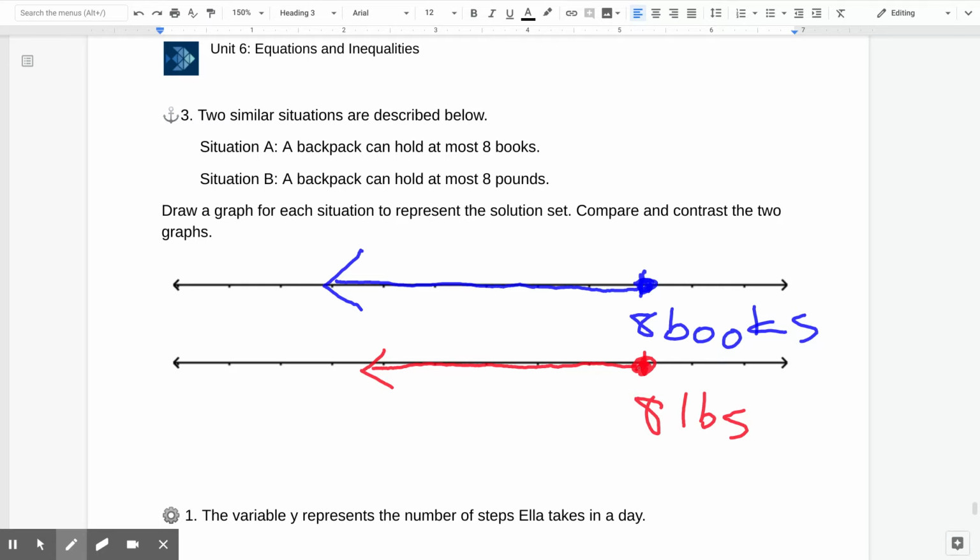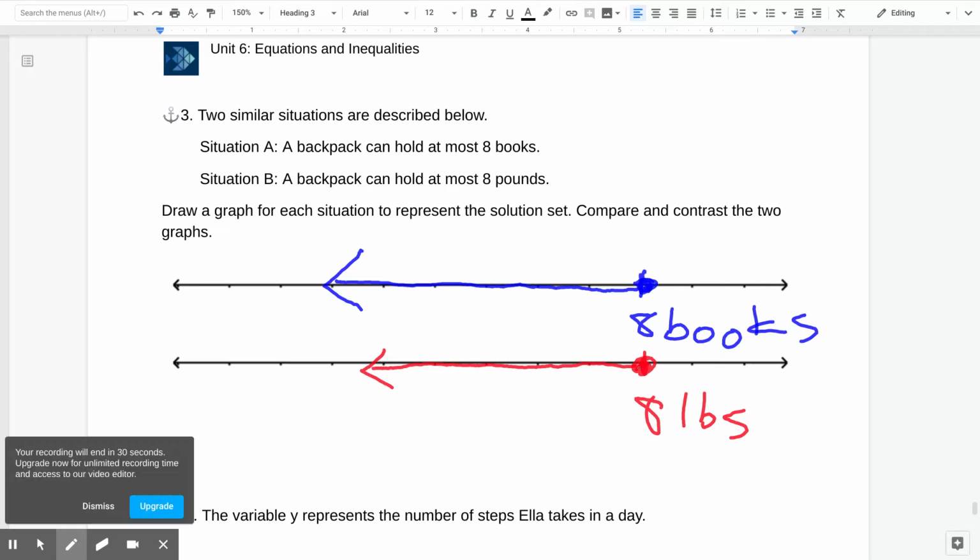But remember those books that, I can't remember who it was packing when she was packing her office that each weighed 3 pounds? If those were the books in situation A, then that backpack would be able to hold 24 pounds. Our backpack in situation B would not be able to hold all of those books. It would only be able to hold 2 of them. At 3 books, we would be at 9 pounds, which would be too much for backpack B.